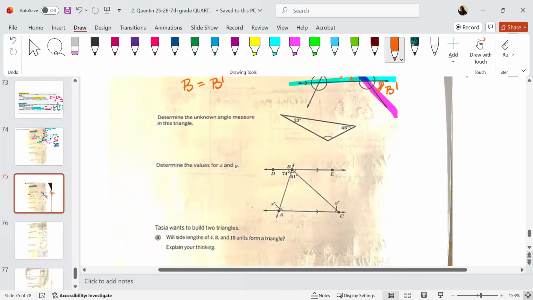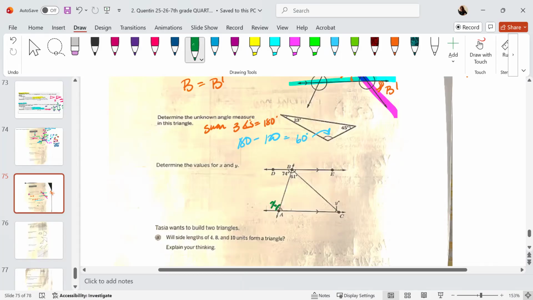Next one, determine the unknown angle of this. Since a triangle is 180 degrees, we have to do 45 plus 23, which equals 120. And then we do 180 minus that, since the triangle is 180 degrees. Did you fill in the steps for that though? Yeah. Okay. All right, next one. Determine the value of X and Y. Explain how you found that one.